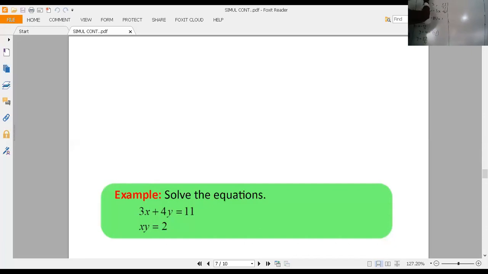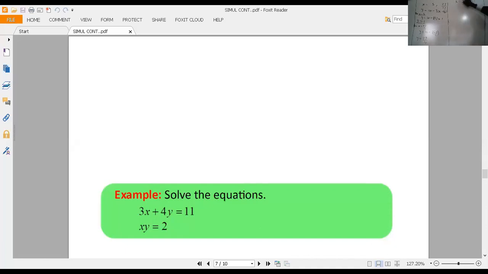Another question says you should solve for x and y, given that we have 3x plus 4y equals 11, and you're also given x multiplied by y equals 2. Now, what do we do? This is equation 1. This is equation 2. From equation 2, we can have that our x is equal to 2 over y. Call this equation 3.